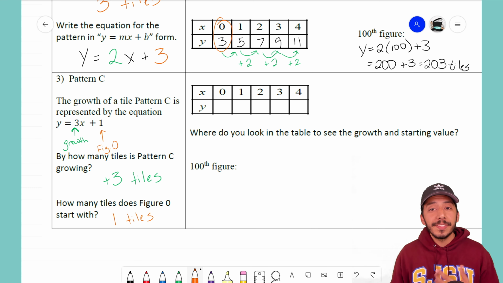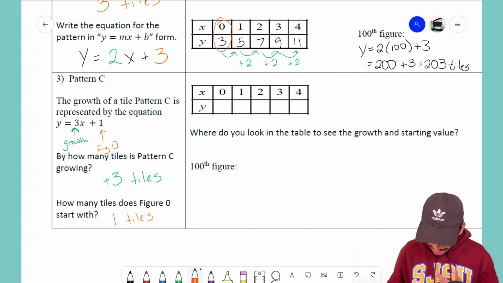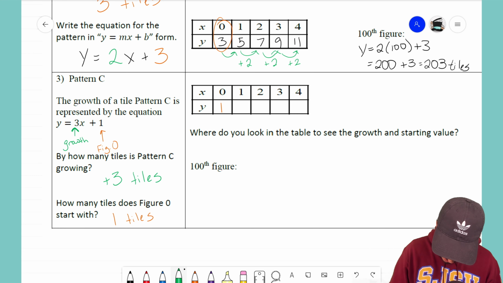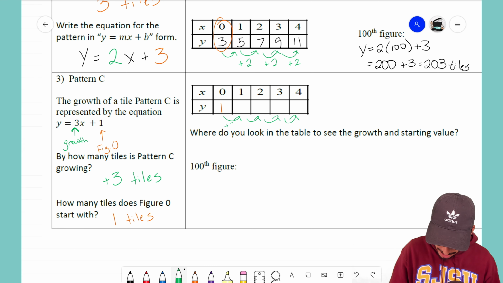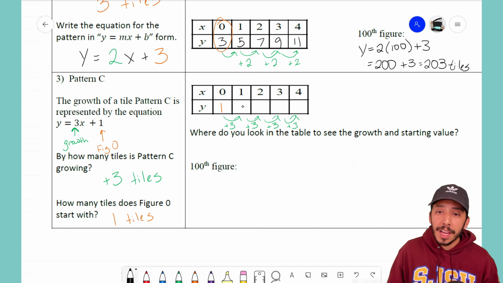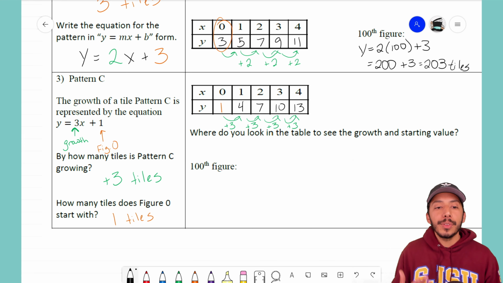Now let's jump to our table and fill in our table with all the values that we know. I know that the 0 term here is going to be 1. It's 1 because we're starting off with 1 tile in figure 0. Our equation told us that. Now I need to fill in the rest of these numbers for the tiles in each figure number. And I know that as I move through the table for the y values, we are adding 3 tiles for each figure number. So if I start off with 1 in figure 0, figure 1 will have 4 tiles. Figure 2 will have 7 tiles. Figure 3 will have 10 tiles. And figure 4 will have 13 tiles. And we see again that we have that starting point of 1 tile, and we're adding 3 tiles as we move through.